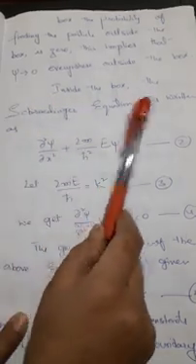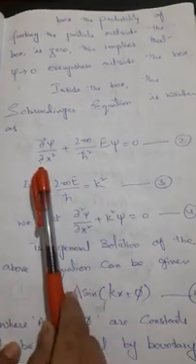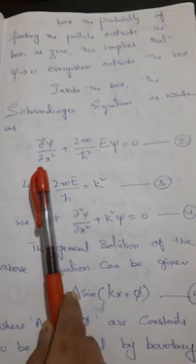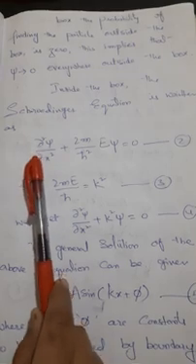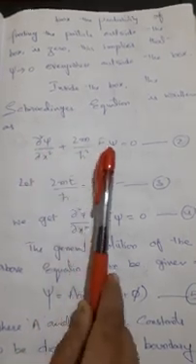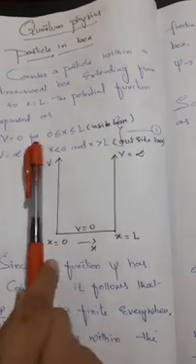Inside the box the Schrodinger equation can be written as follows. First we apply the Schrodinger equation to find the energy of the particle in a one dimensional box. We know that d square psi by dx square plus 2m by h bar square E psi is equal to 0. Let us take this as equation number 2. Here we have considered the potential in equation number 1.